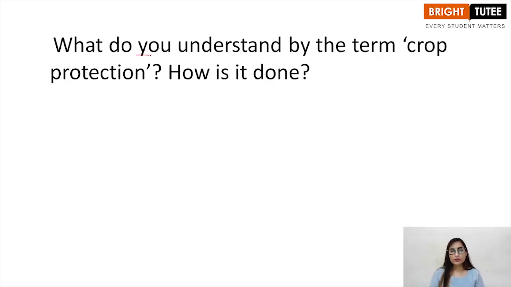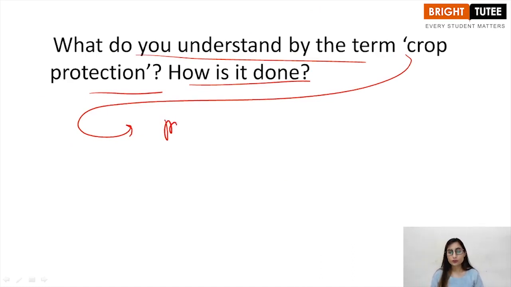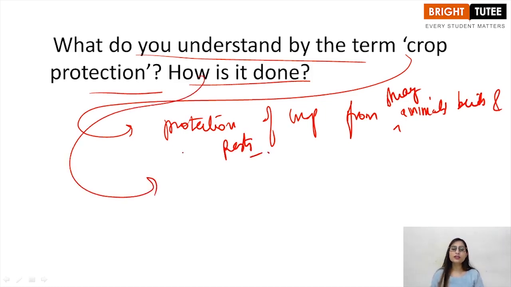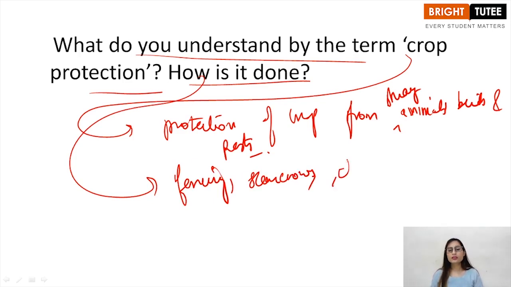Next question. What do you understand by the term crop protection? How is it done? Crop protection is basically protection of crop from animals, stray animals basically, birds and pests, right? This is the crop protection. And how is it done? It is done with the help of fencing, right? Scarecrows or chemical sprays, right? So this is how crop protection is done.